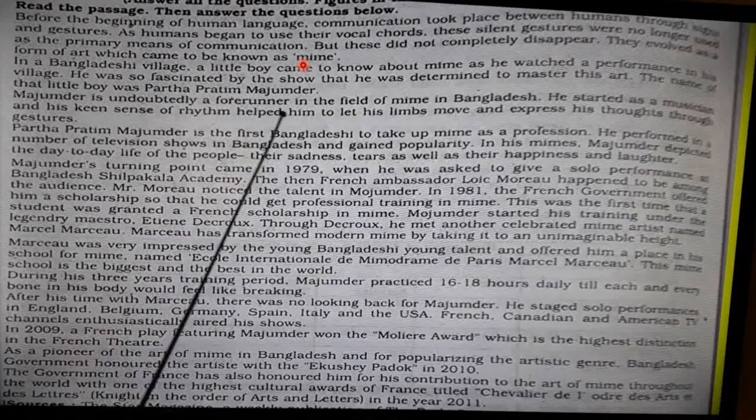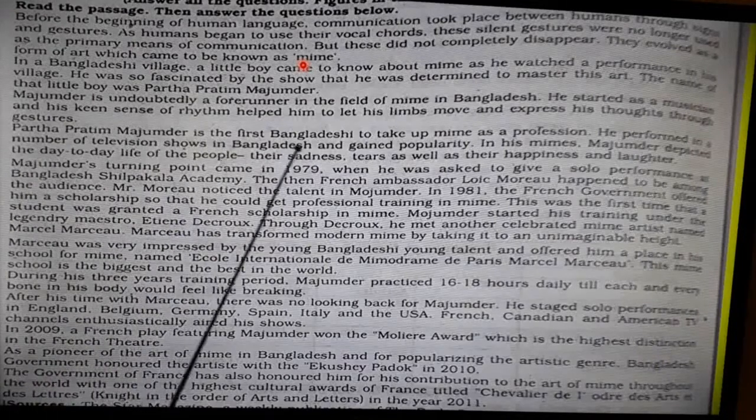Majumdar is undoubtedly a forerunner in the field of mime in Bangladesh. Okay, undoubtedly, that is certainly, he is the forerunner. Forerunner means he is the starter, the beginner. He started as a musician, and his keen sense of rhythm helped him to let his limbs move and express his thoughts through gestures. So actually, he started his career as a musician, and this sense of rhythm helped him to understand very clearly the art of miming, because he learned how to express his thoughts through gestures. All right, gesture, you understand, is used in body language.